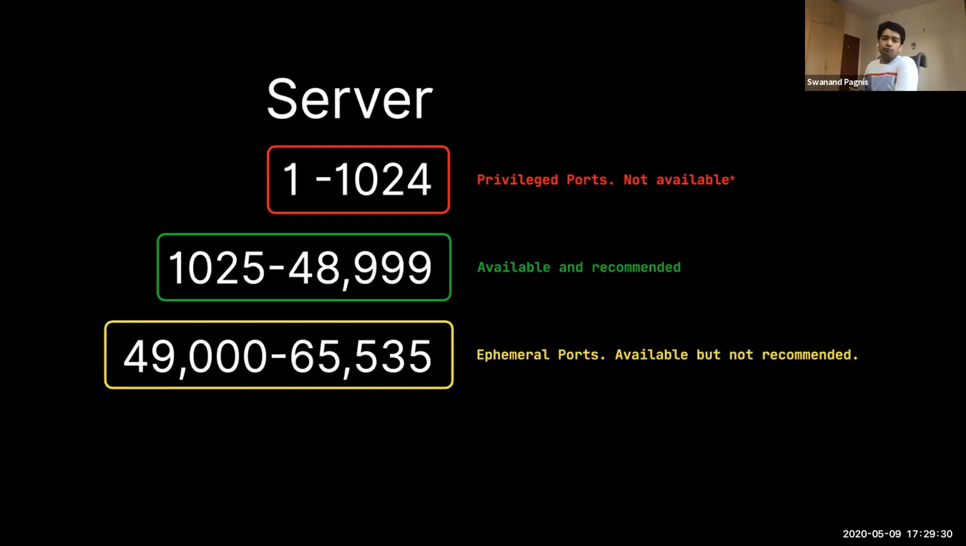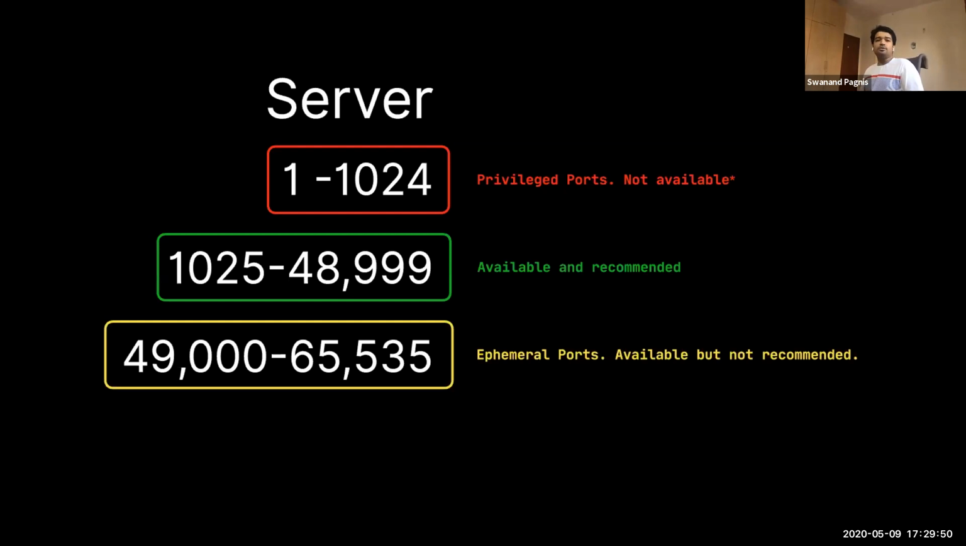1025 to 48,999, they're fair game to anybody. They're available and they're recommended. You can use any of these ports. Rails, for example, uses 3000. Python Django, I think, uses 8080, and so on. Tomcat used to use 8080 in the old days, and so on.